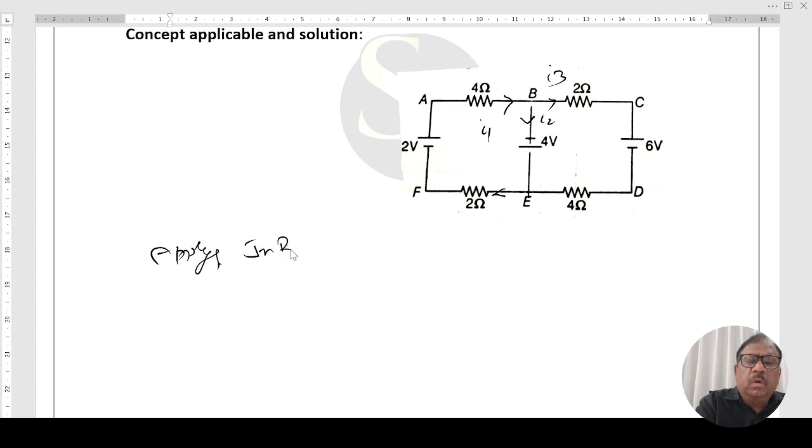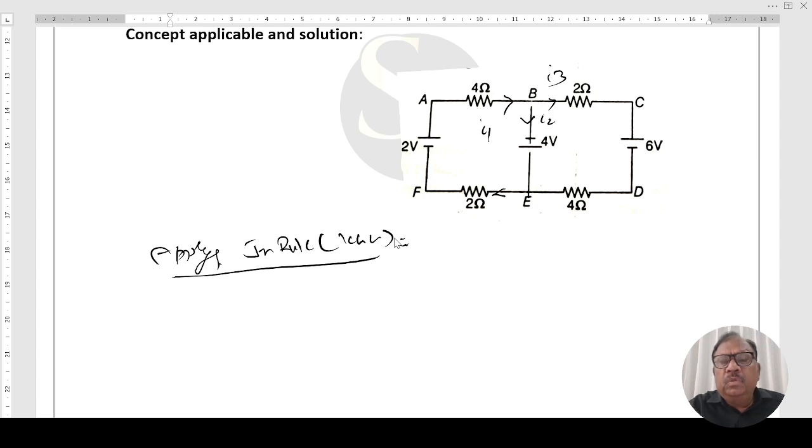Now, applying the junction rule, that is KCL, which is based on the conservation of charge. Sum of incoming current is equal to sum of outgoing currents. I1 equal to I2 plus I3. Right?